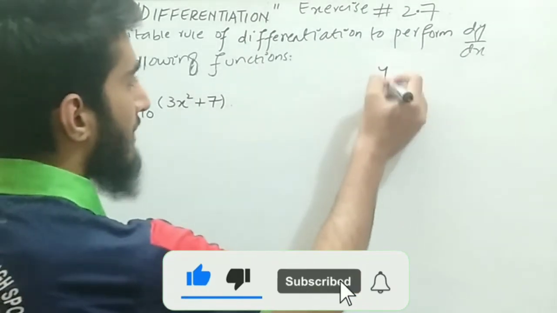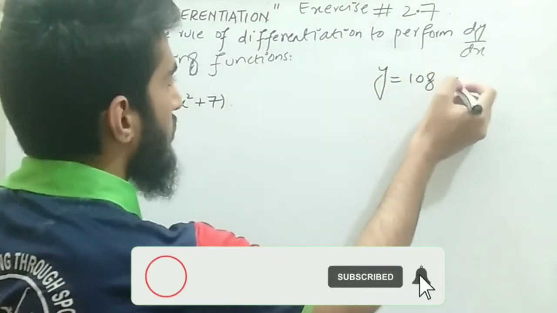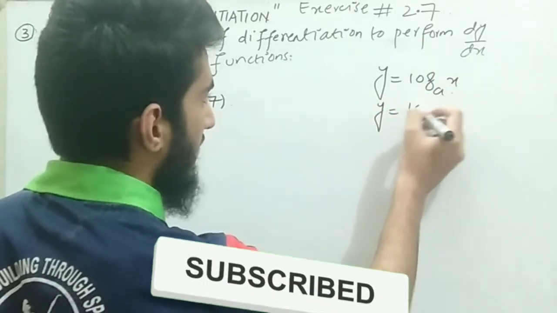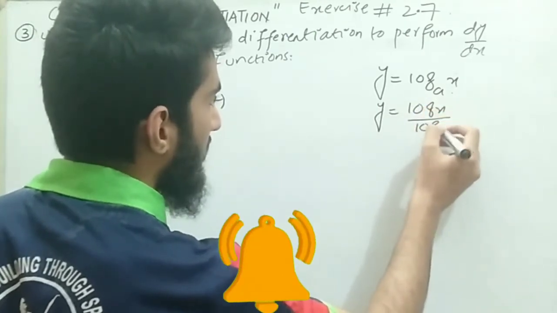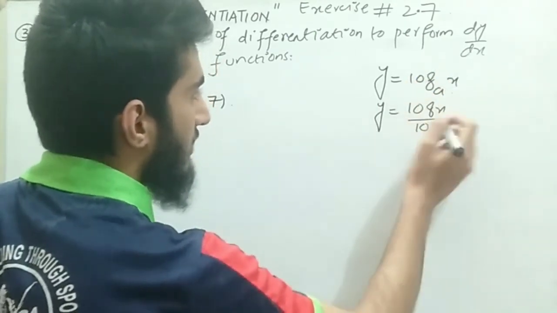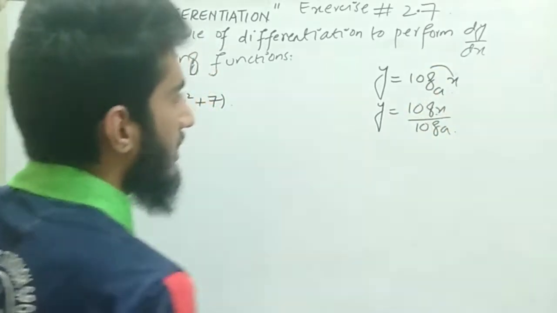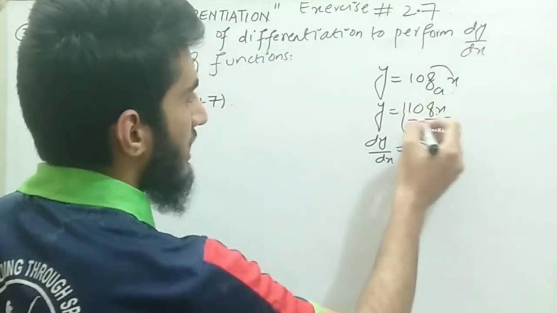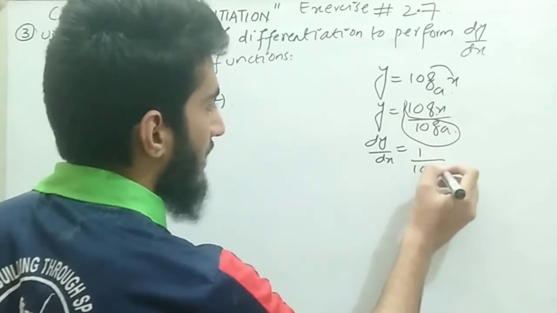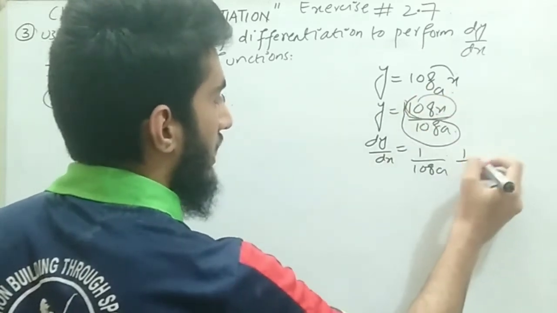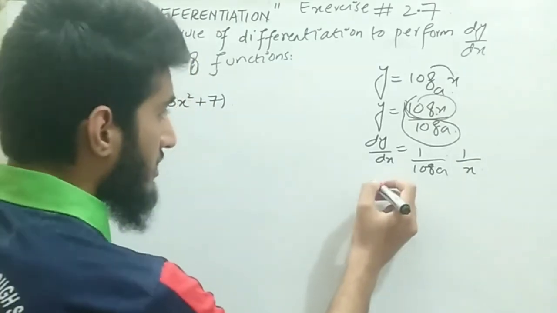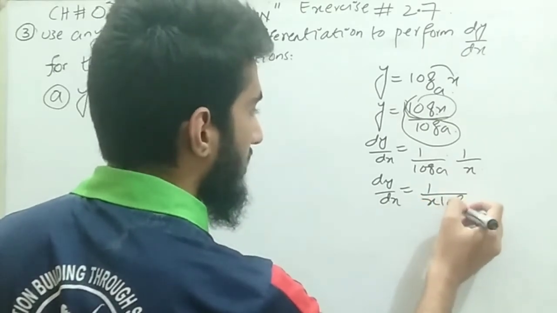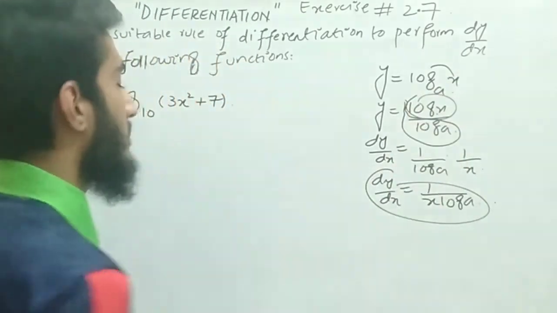Remember, if we have a function in the form y is equal to log of x to the base a, we can write this according to the rules of logarithm as log of x divided by log of a. Now if we differentiate both sides, dy by dx is equal to 1 over log a, which is a constant so we take it outside, times the derivative of log of x, which is 1 over x. So dy by dx will be equal to 1 over x log a. This will be the derivative of log of x to the base a.